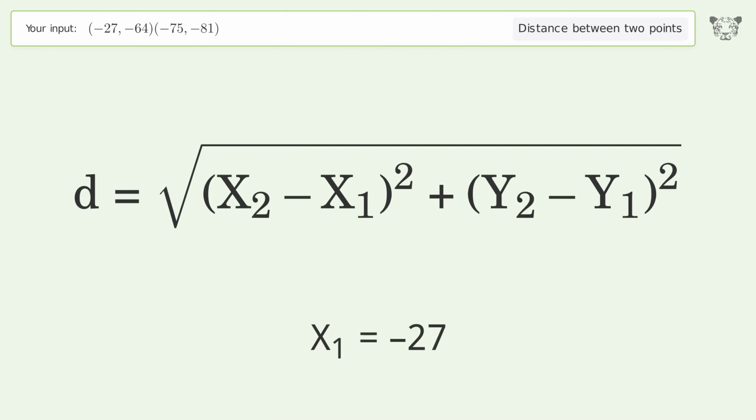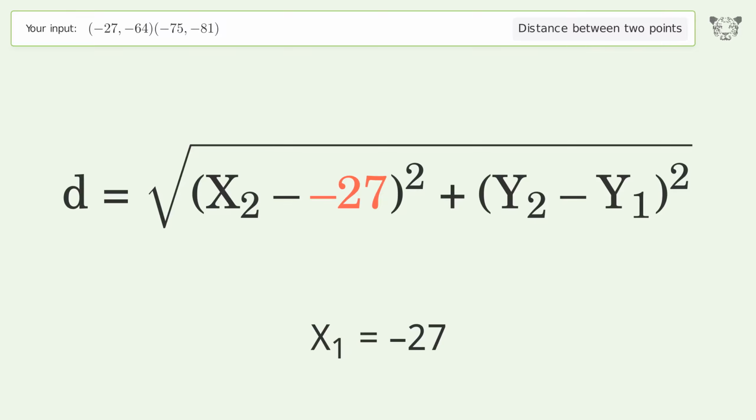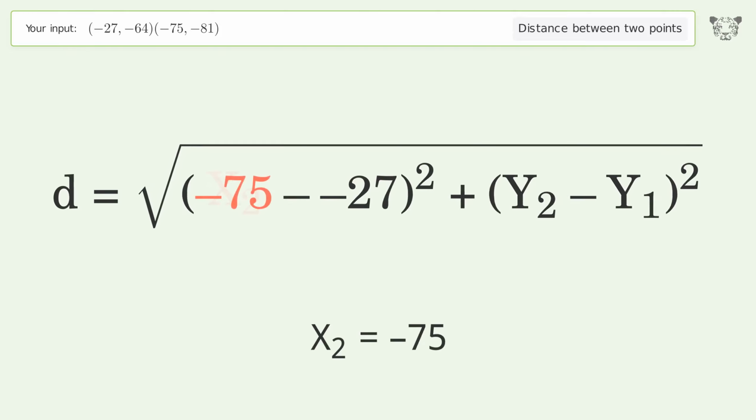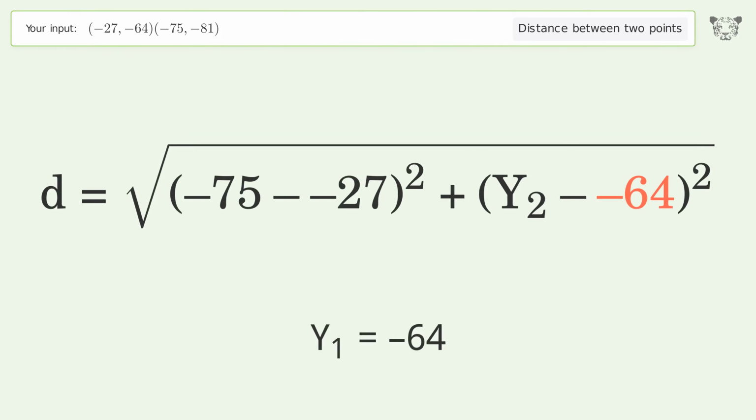x1 equals -27. x2 equals -75. y1 equals -64. y2 equals -81.